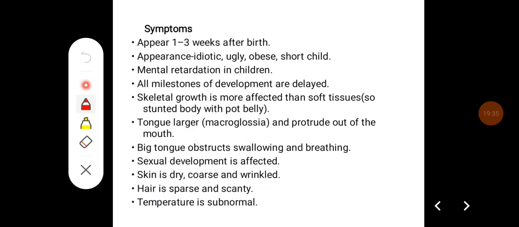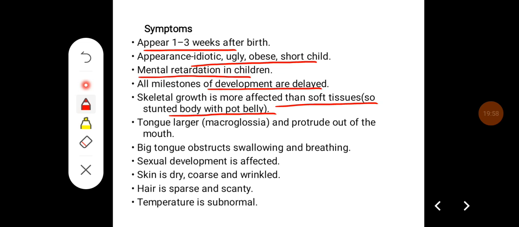The symptoms of cretinism usually appear one to three weeks after birth. They appear as idiotic, ugly, obese, and short children. Mental retardation is common in them, and all the milestones of development are delayed. The skeletal growth is more affected than soft tissue, so a stunted body with a pot belly occurs.